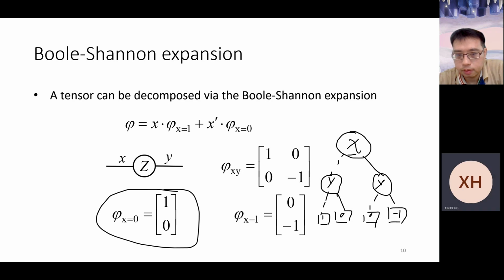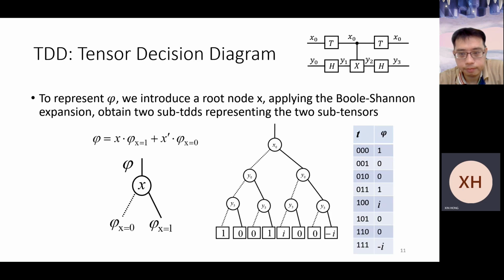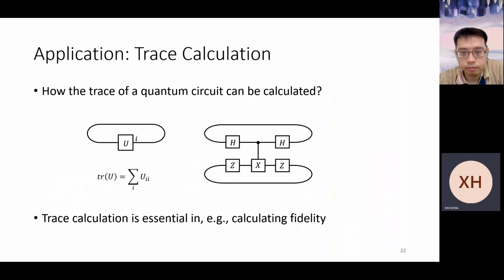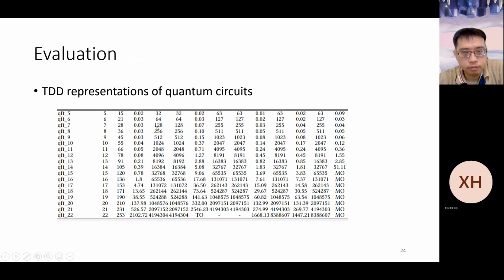I think one problem of the tensor distance diagram is that it is not always compact. There are a lot of cases where it cannot be compact. For example, for this quantum Fourier transform, you can see that the number of nodes grows exponentially with the number of qubits. If you do the simulation, it should grow linearly with the number of qubits. But if you want to construct the tensor diagram of the whole circuit, the number of nodes grows exponentially. So the corresponding memory space and time will grow exponentially.